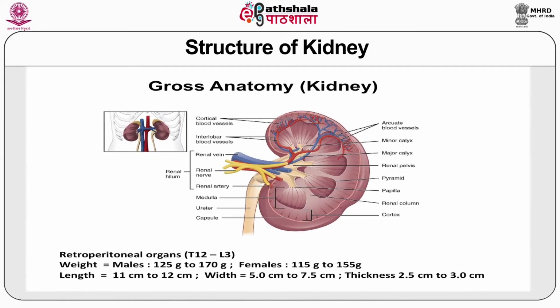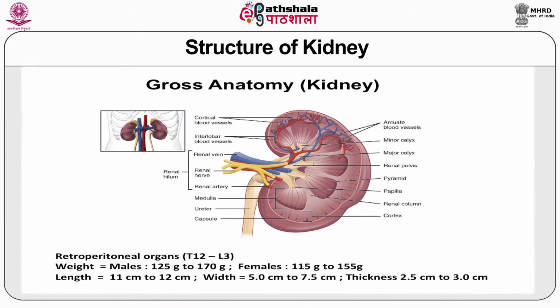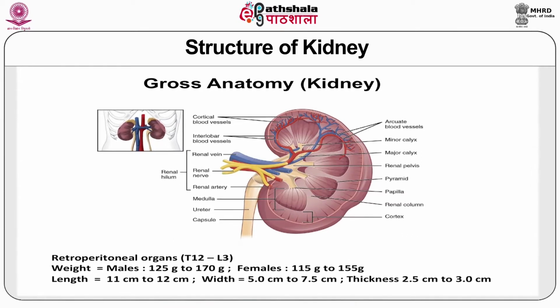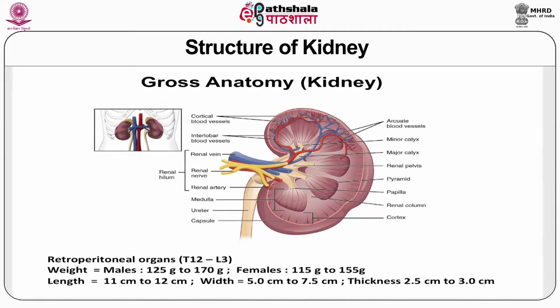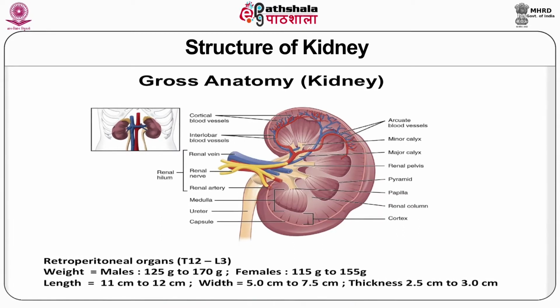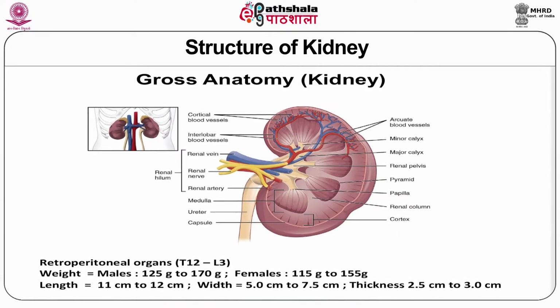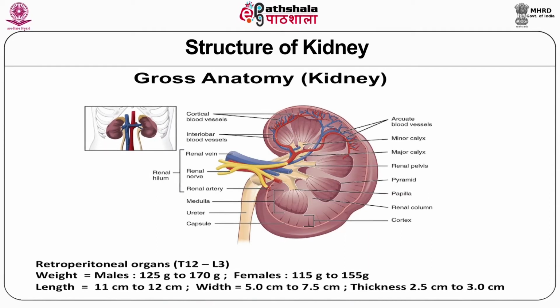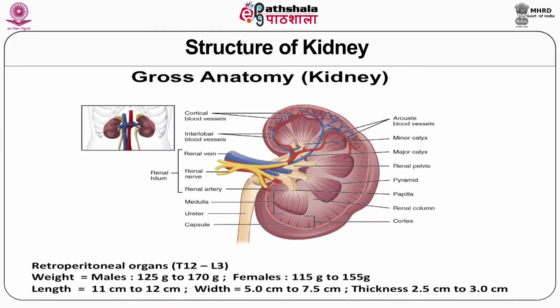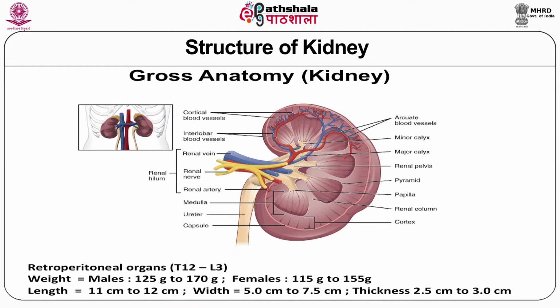The renal sinus is the medial side of the kidney from which the renal artery enters and the renal vein and renal pelvis exit. The renal pelvis is the superior end of the ureter, formed by the major calyx, which is formed by the minor calyx. The minor calyx is the apex of the renal pyramid.